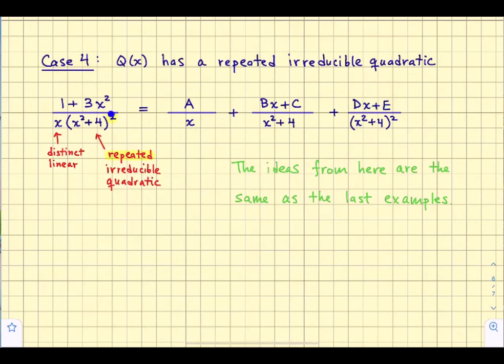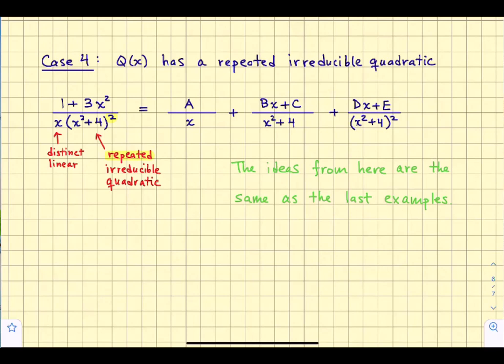And if this had been a 3, we would have had a third term. Its denominator would have looked like x squared plus 4 to the third. We would have had a third term added on, or a fourth term added on, sorry. And its denominator would have looked like (x squared plus 4) quantity cubed. Its numerator would have been another general linear function, so maybe an fx plus g. And so the ideas from here are the same as the last examples. Really the newness is what is the template for the partial fraction decomposition when you have a new case. And so we're seeing that this is how you handle a repeated irreducible quadratic.